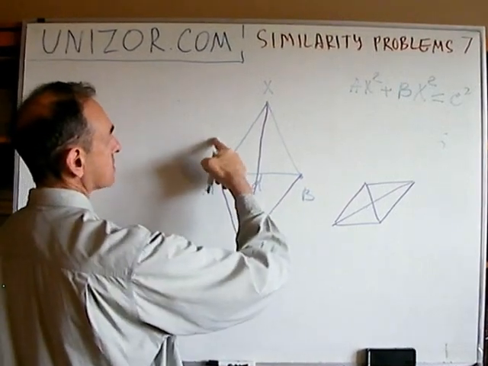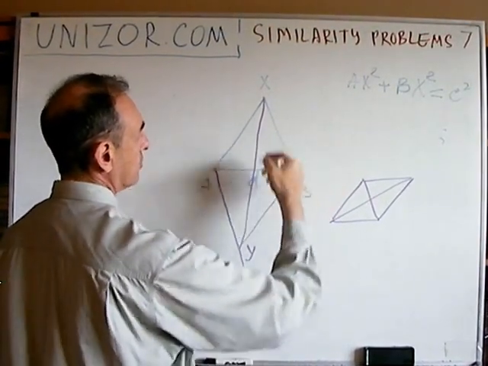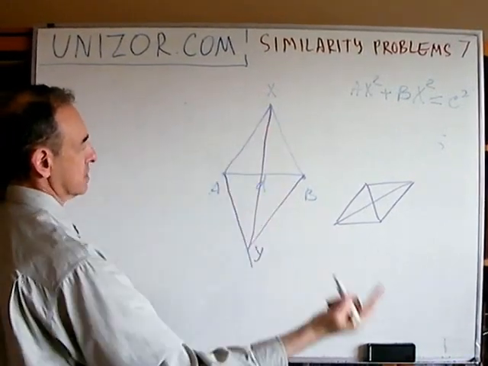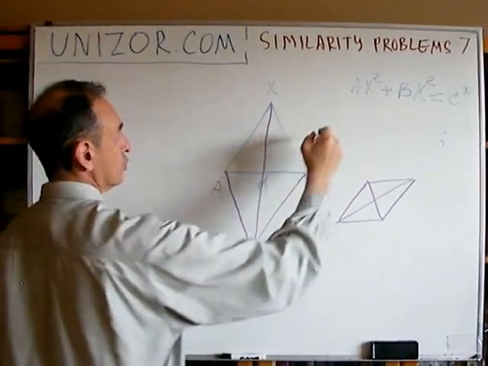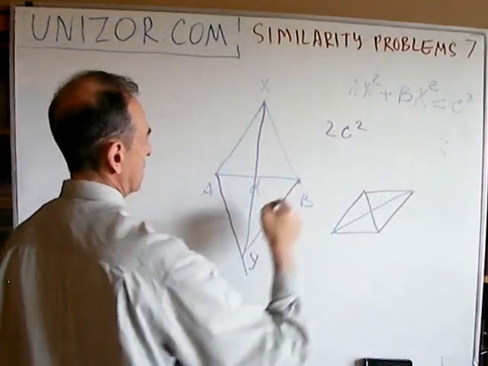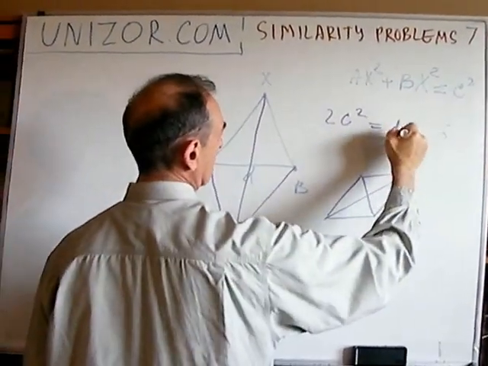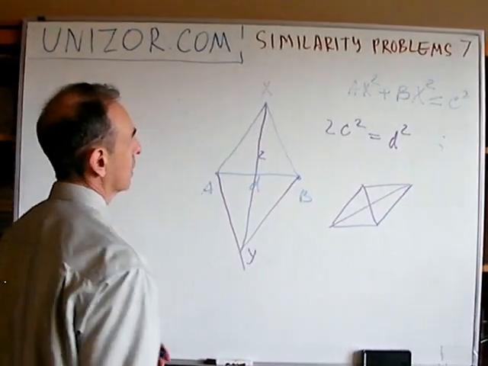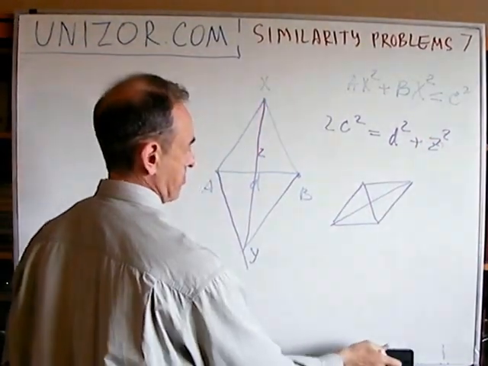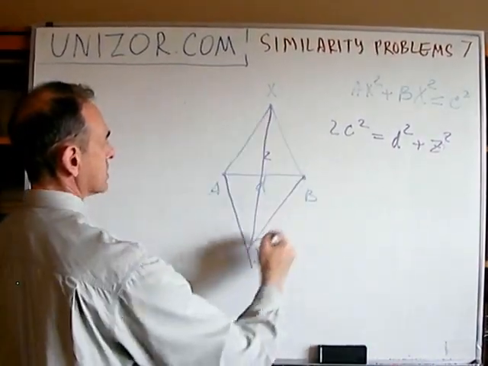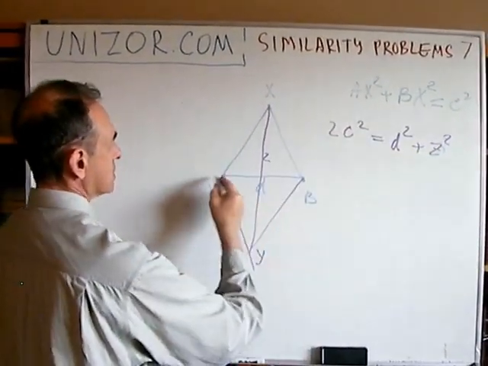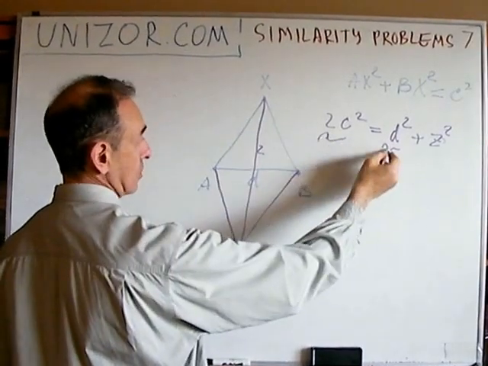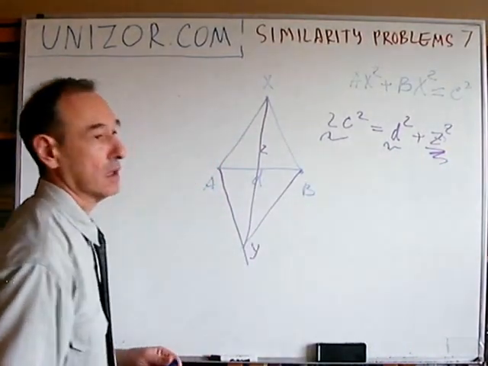Now, AX squared plus BX squared, if I multiply it by 2, I will have the sum of all four sides, because these are equal to opposite sides in a parallelogram. So I know that 2C squared is equal to D squared, this is the given distance between A and B, plus, let's call this diagonal Z, Z squared. The sum of all four sides, which is double this, which is 2C squared, is equal to the sum of the squares of diagonals. Now, this is a known thing. This is a known thing. This is given, and this is also given. It's a distance between. So I can very easily determine Z squared.